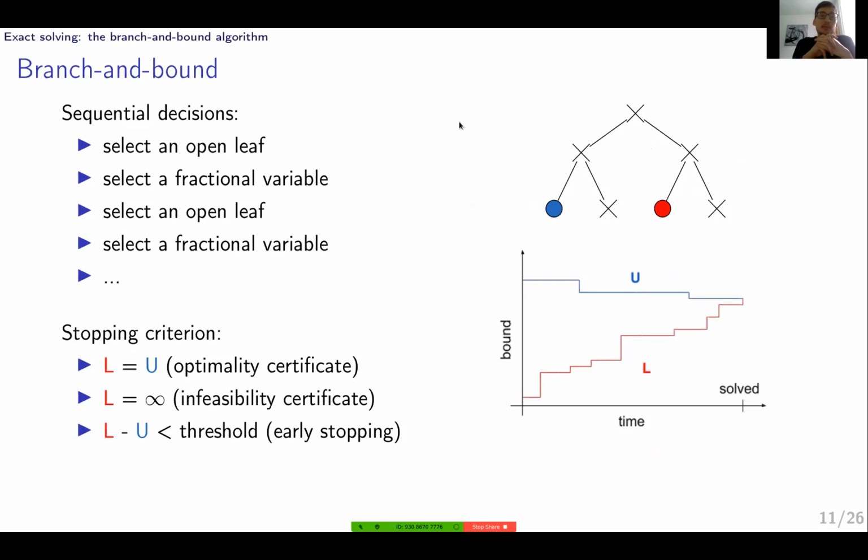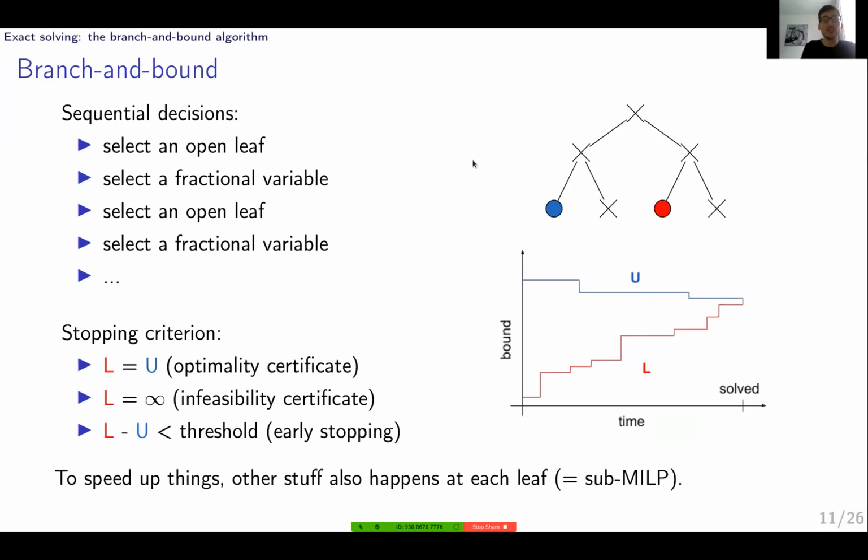So to summarize, branch and bound is about taking sequential decisions. You select an open leaf of the tree, and then you select a fractional variable to split that leaf into. Then you select a new open leaf, and then you select a new fractional variable to split that leaf into. And something I didn't talk about is that those decisions are actually arbitrary. Whatever decisions you take here, you will still build a branch and bound tree and you will end up solving your problem. But if you take good decisions or bad decisions, you will end up solving your problem faster or slower. So those decisions are actually crucial to have an efficient algorithm.